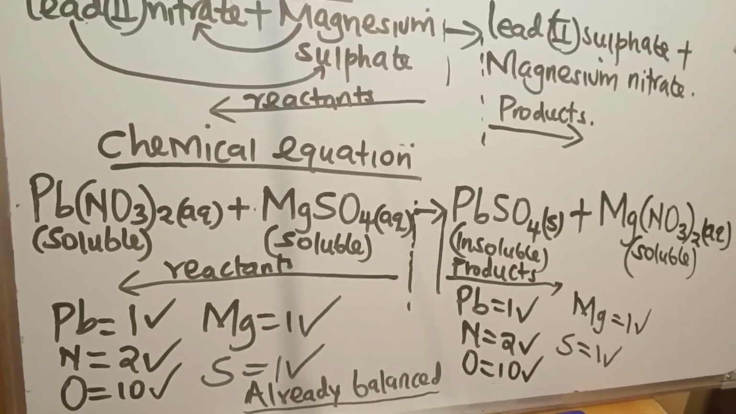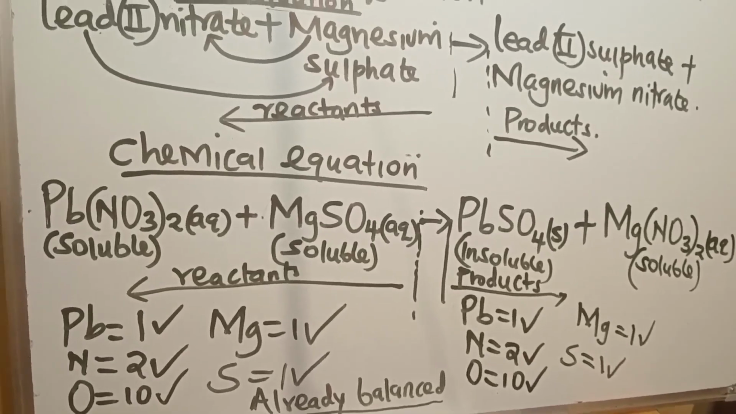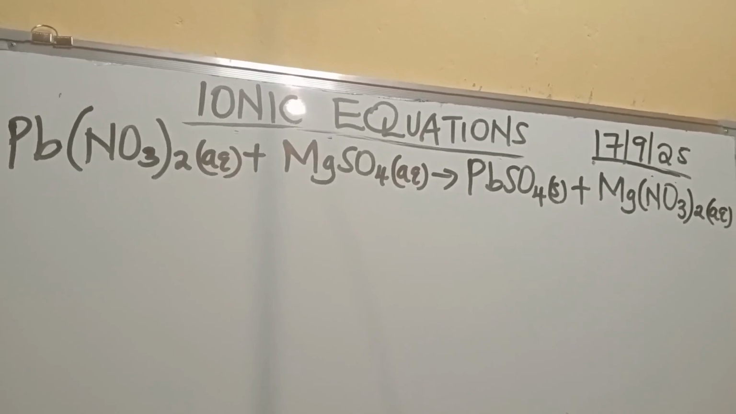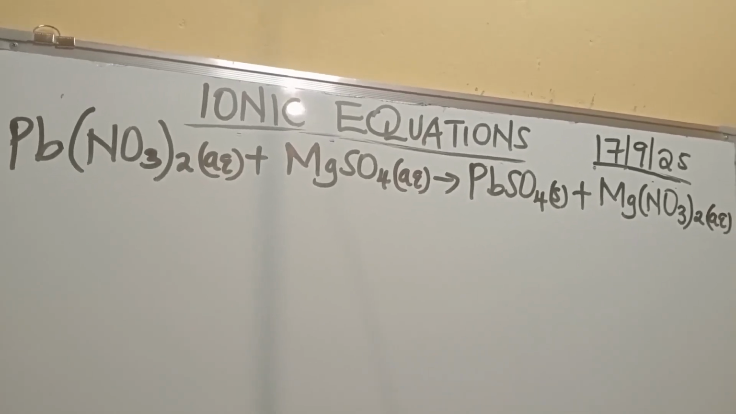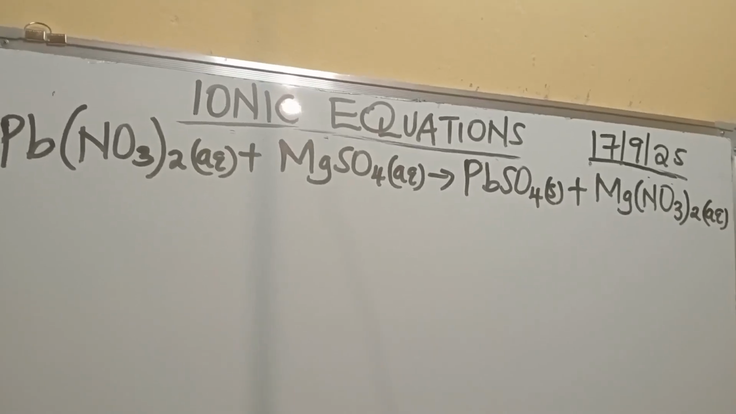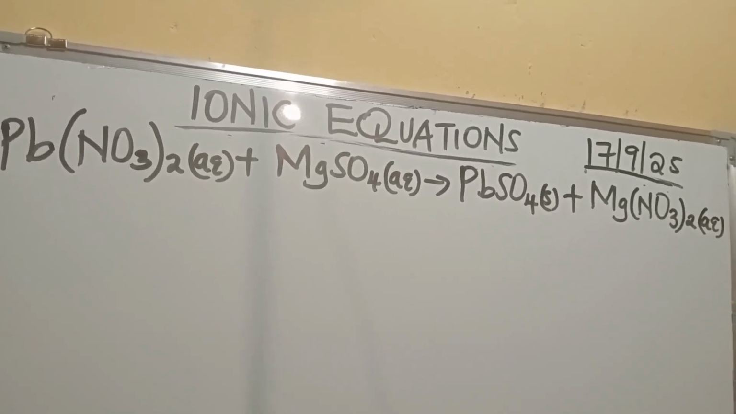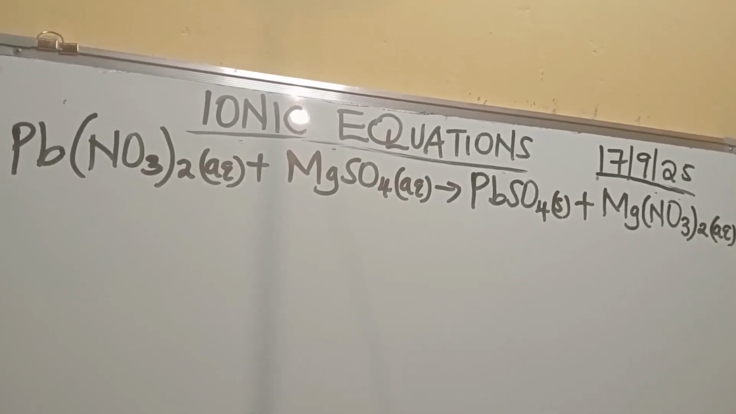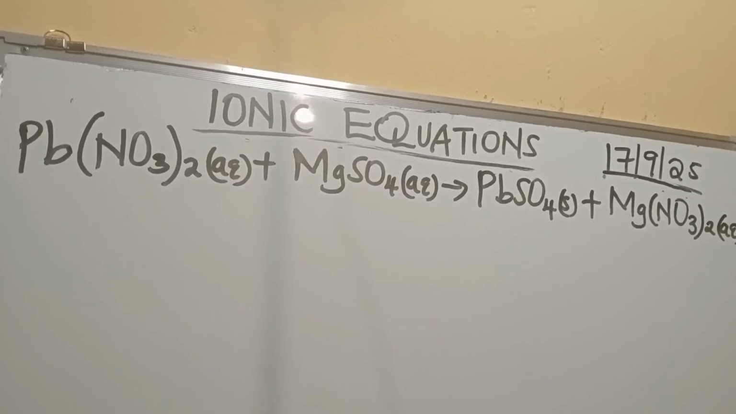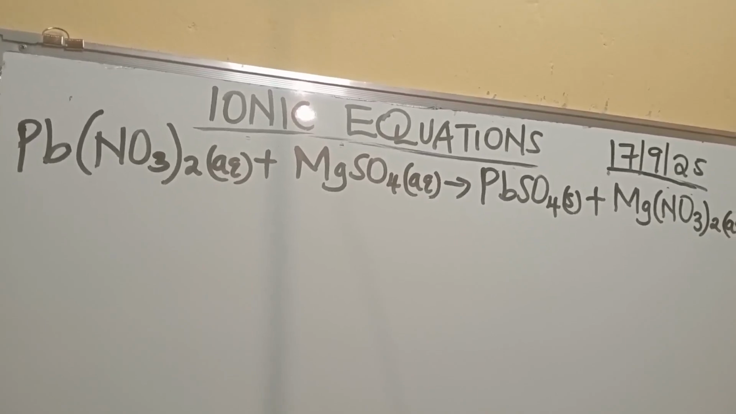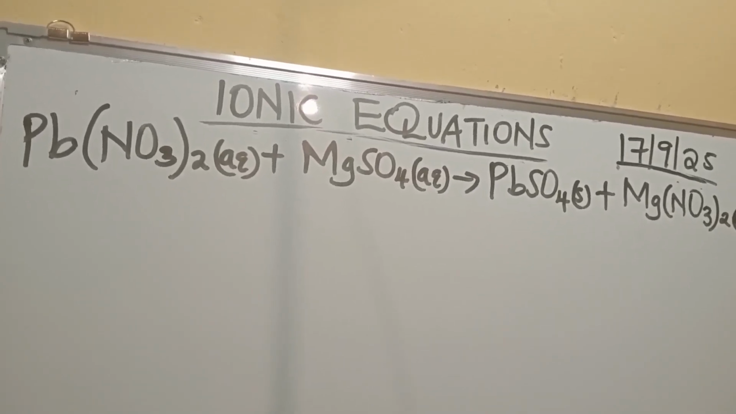So let us go now to the real ionic equation. Next, we need to analyze this well-balanced chemical equation and check on those substances that are in the aqueous state, and then break them each into its respective ions. The only one that will not break is the one that is in the solid state, because it is already insoluble, it is already a precipitate.